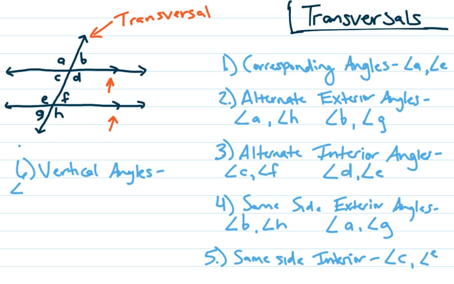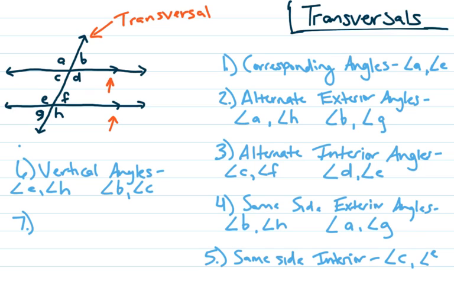A couple of examples, angle E and angle H would be considered vertical angles, which means they're equal in measure. Angle B and angle C would be vertical angles. A and D would be vertical angles. F and G would be vertical angles. So there are a ton of these in transversals. And so they're all equal in measure, so it's just that distinct relationship.